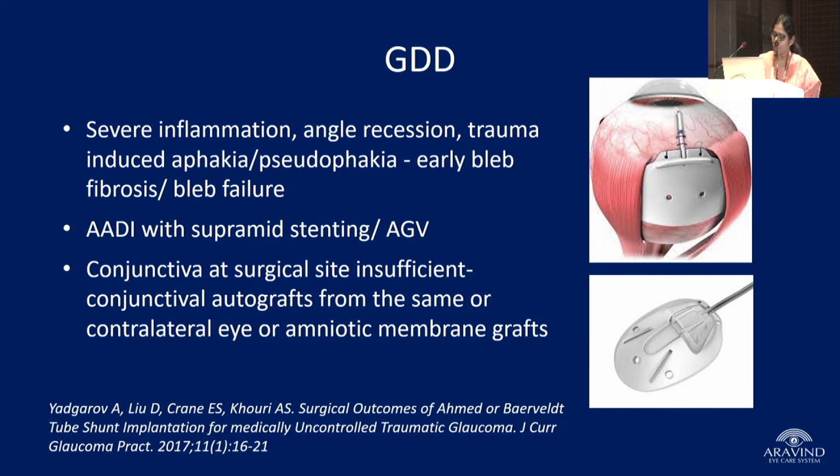So one might have to also think about using an autograft from the other eye or use an amniotic membrane graft if there is a deficiency in conjunctival closure.